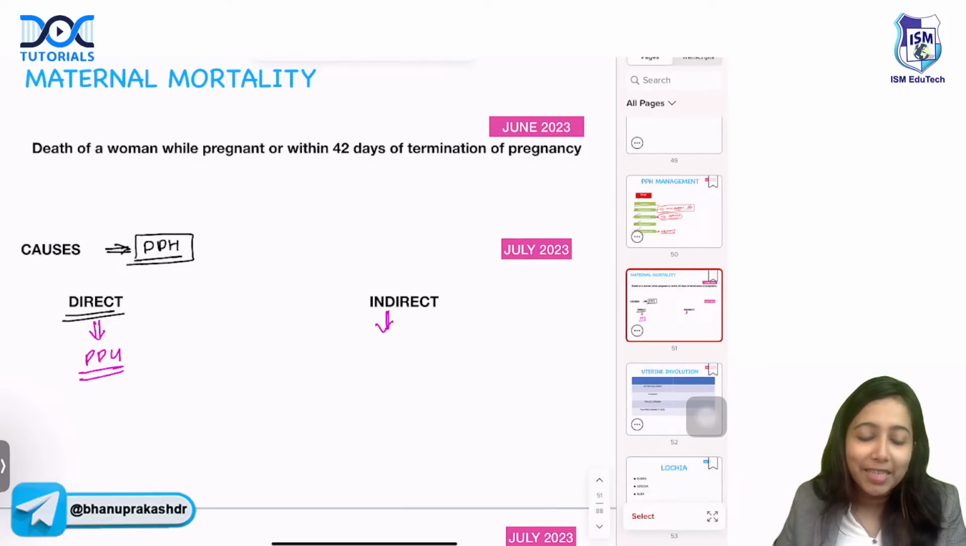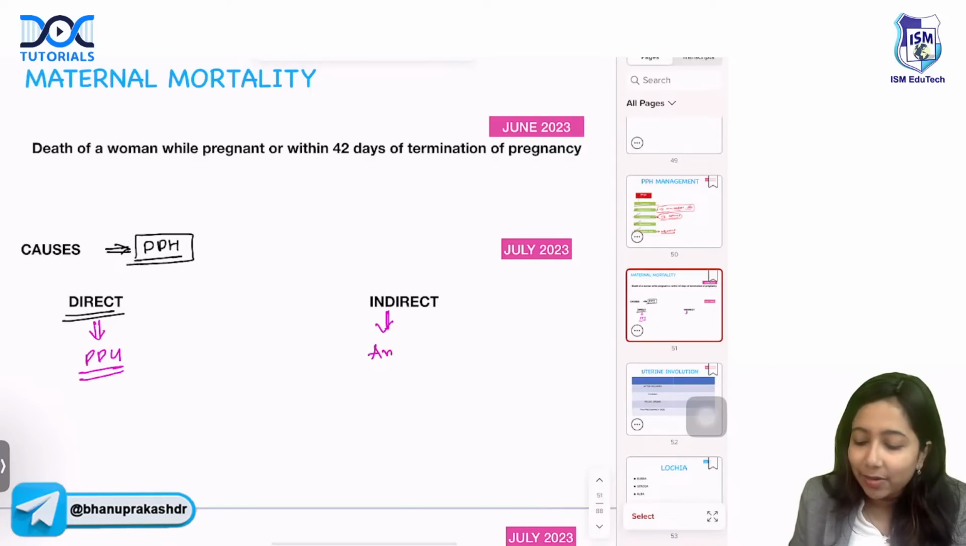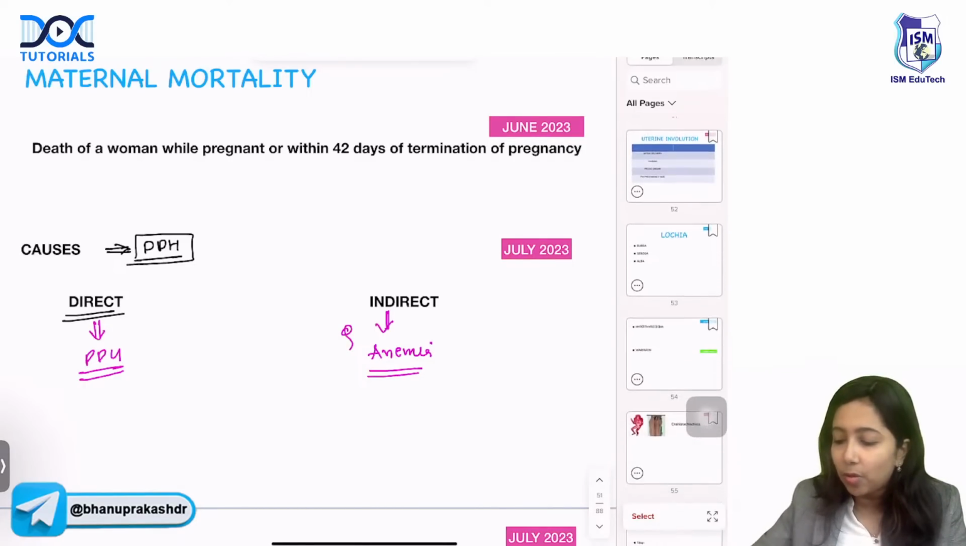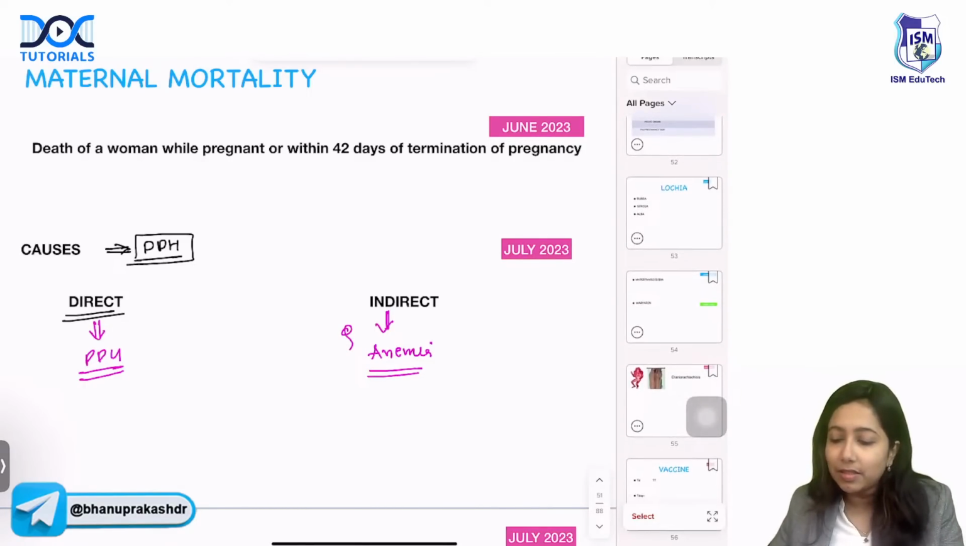What is the most common indirect cause? The most common indirect cause is anemia. Perfect. Very good. It is anemia. Again, this has been a question. The most common direct cause is PPH, and the most common indirect cause among this is going to be anemia.